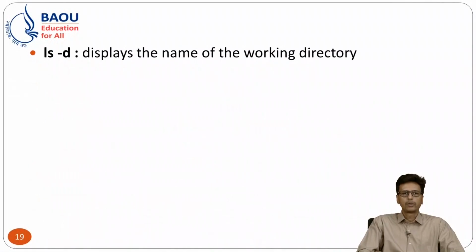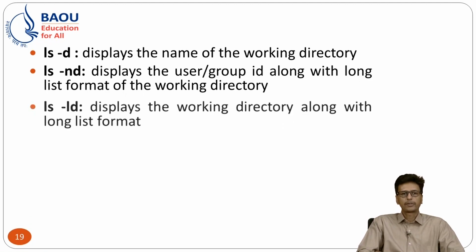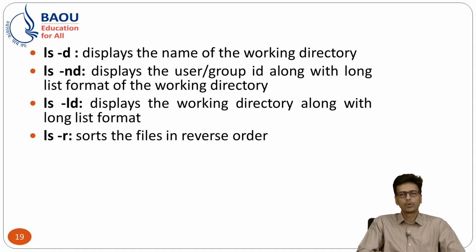Now the -d option displays the working directory, the -nd option represents the user ID and group ID, and then the -ld option represents the working directory in detail. All these options you can try yourself, it is very easy to understand.